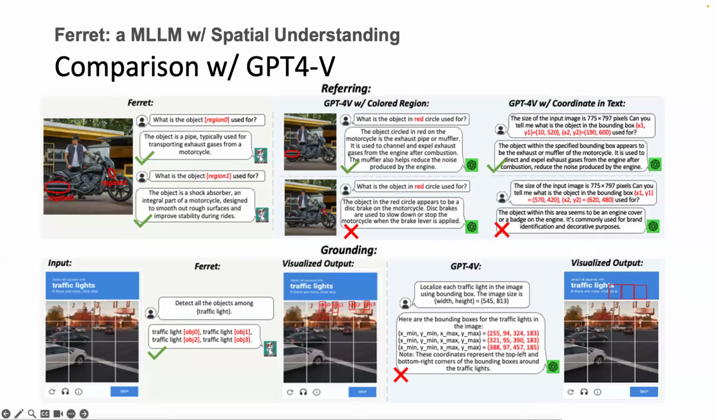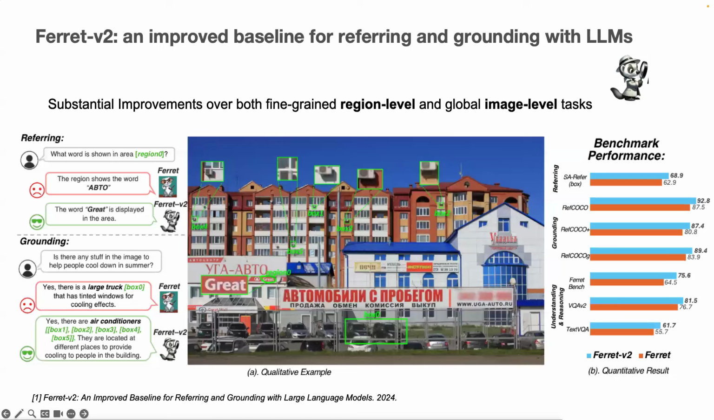If you ask where the traffic lights are, Ferret will try to give a set of discrete outputs, and if you draw them onto this image, you can see it finds most of them. And yes, you can click them to pass this kind of verification.